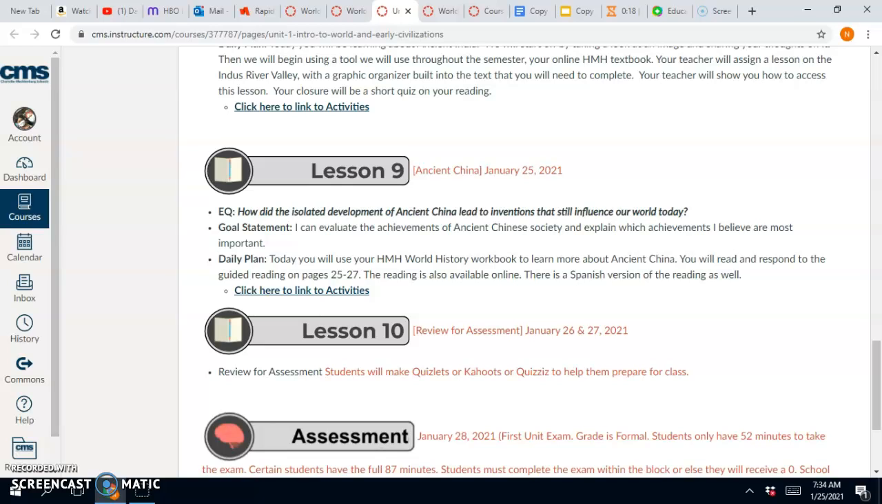What you need to do today is write down your goal statement that says, I can evaluate the achievements of ancient Chinese society and explain which achievements I believe are most important. You're going to do that in the form of a haiku. Hopefully you guys remember the haiku.